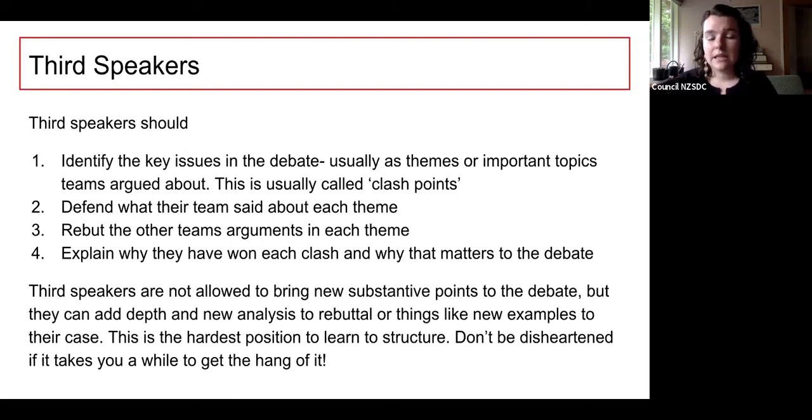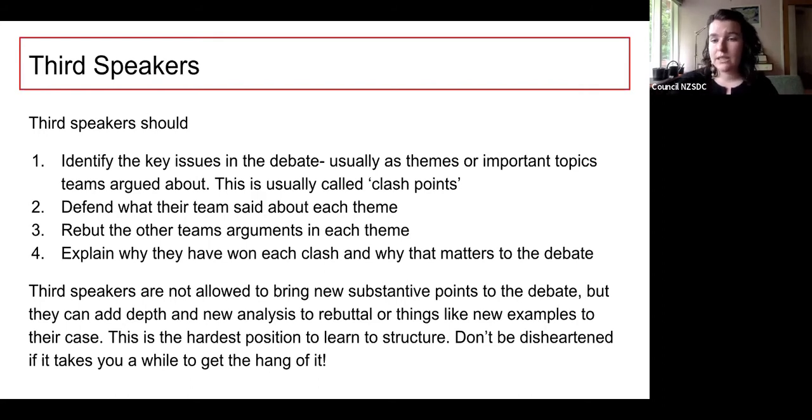And then the second thing you want to do is, under each of those themes, defend what your team said about it. So explain, our team told you that culture was really important and that food is an integral part of that culture. So it would be a really huge loss to the world if everyone went vegan.